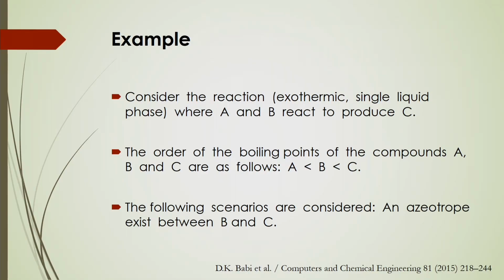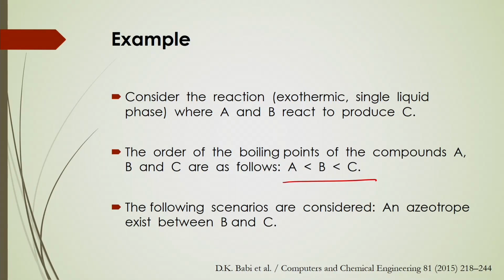Now suppose the reaction is exothermic, single liquid phase, where A and B react to produce C. In that case the order of the boiling points for the components A, B and C should be considered well, otherwise whatever the mixing or reactions will be there, the separation of the byproducts will be very difficult. So you have to select components that are well differentiated in their boiling points. That is why the boiling point sequence should be maintained like this: A should be less than B, which should be less than C.